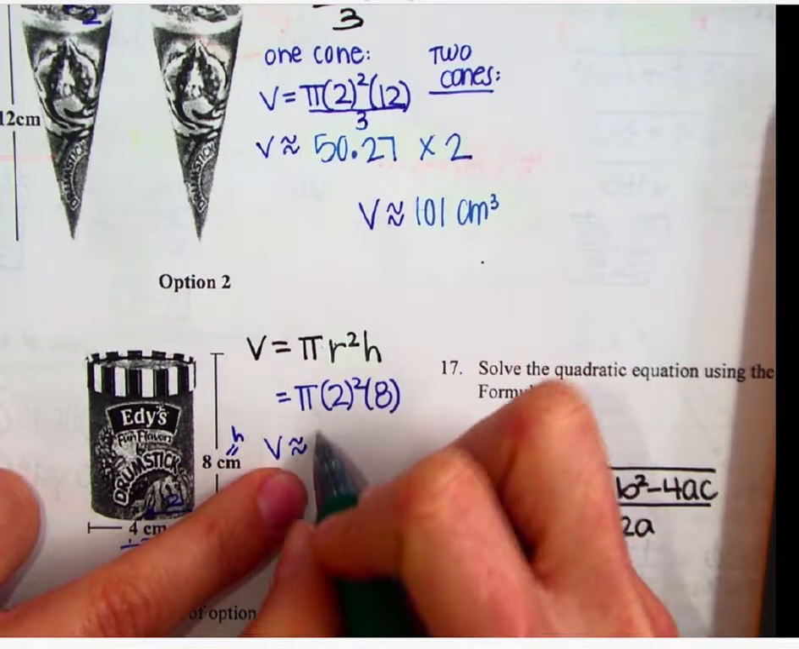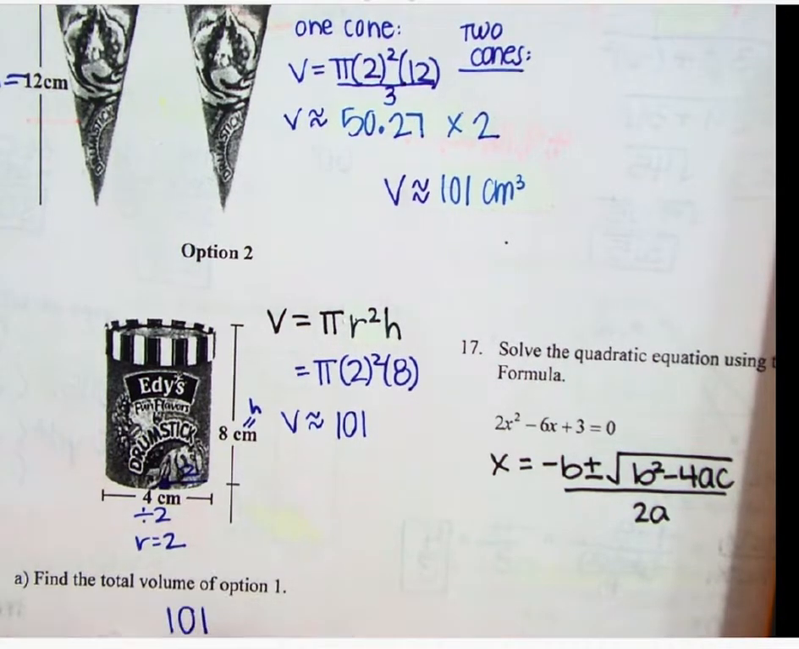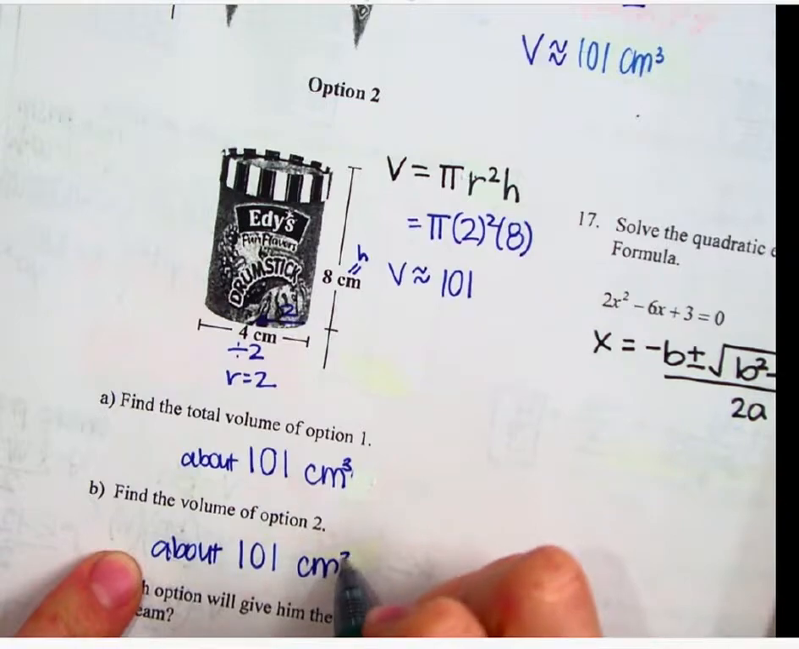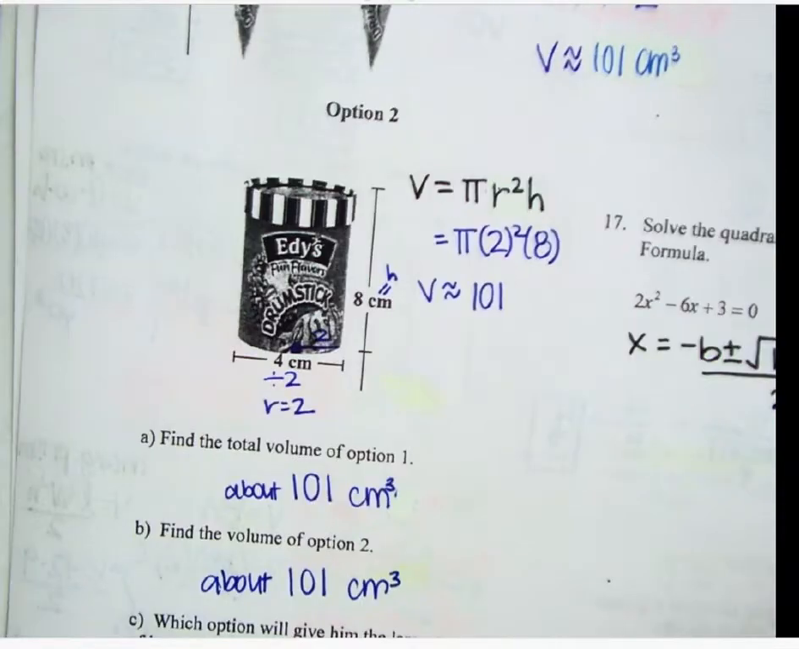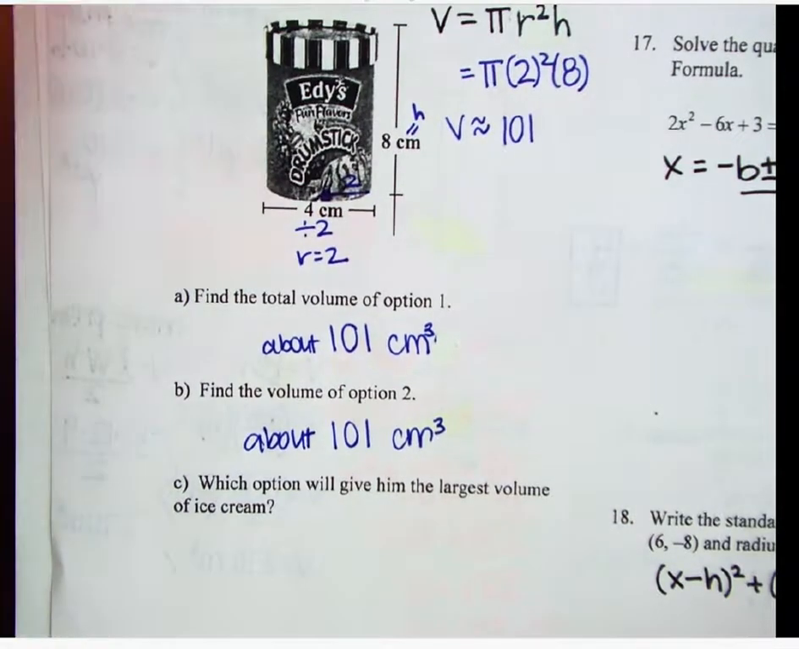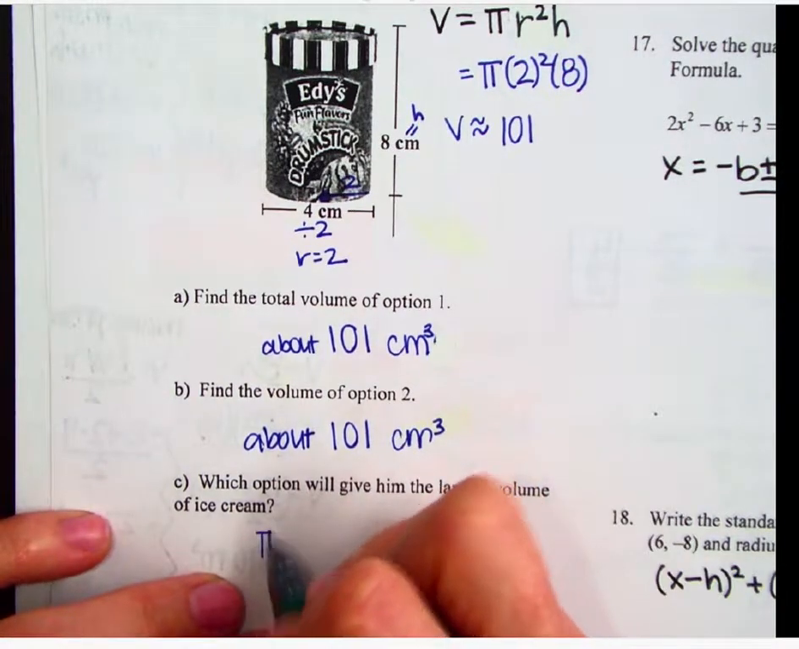Okay, so 101. We found the volume of option 1. We found the volume of option 2. Let's say about 101 cubic centimeters and about 101 cubic centimeters. So which option has the largest volume of ice cream? We will say they are the same.